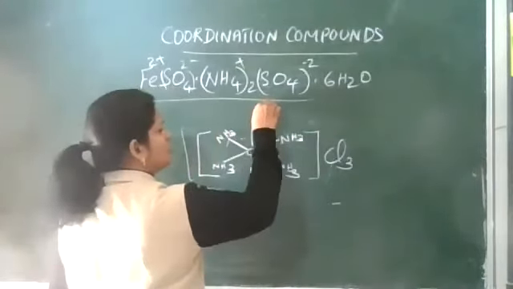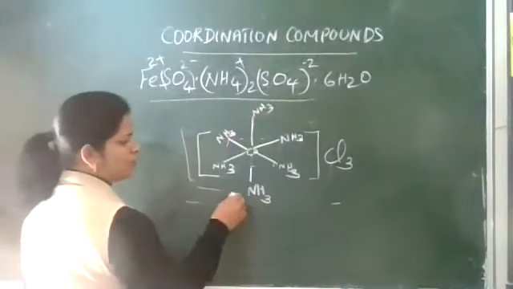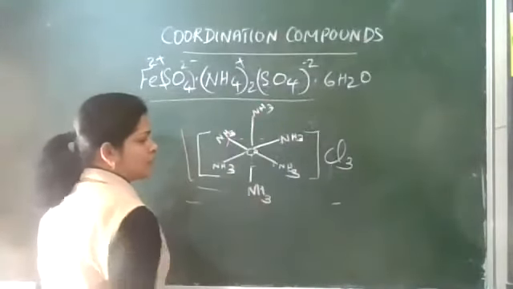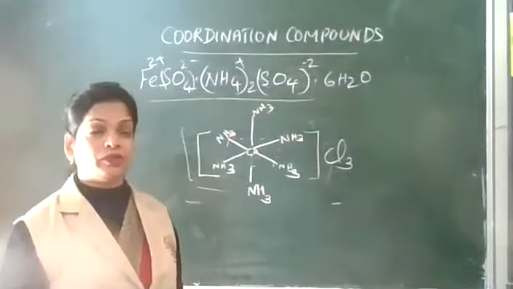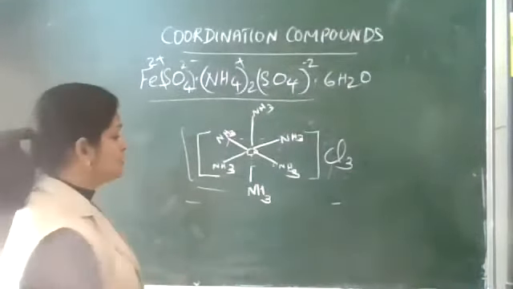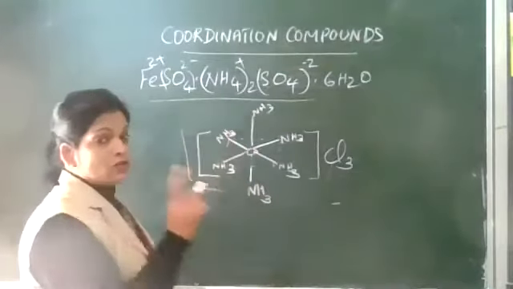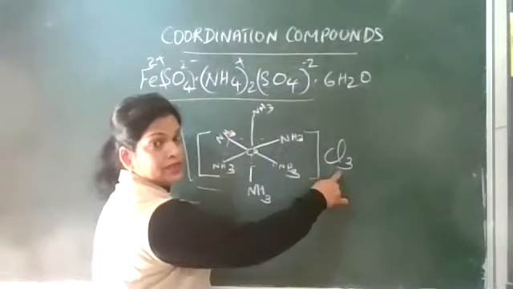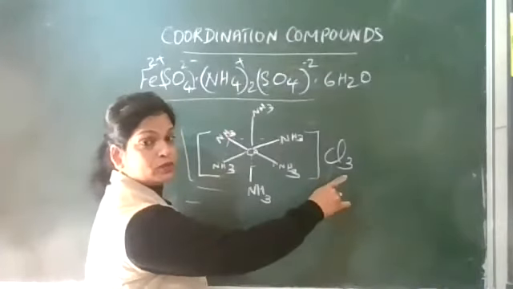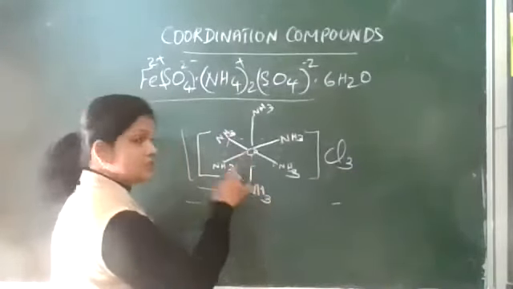Ammonia means each ammonia will be making a bond. Actually, we call it a coordinate bond. Nowadays, covalent bond and coordinate bonds are considered the same. So, these are directional. Covalent bonds are directional. Ionic bonds are not directional. But here it is directional.